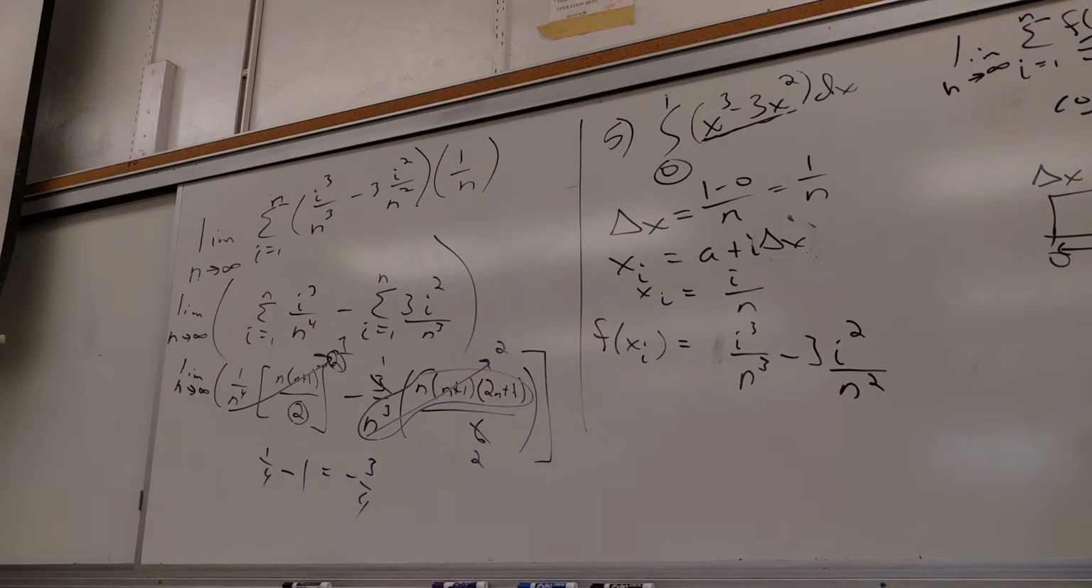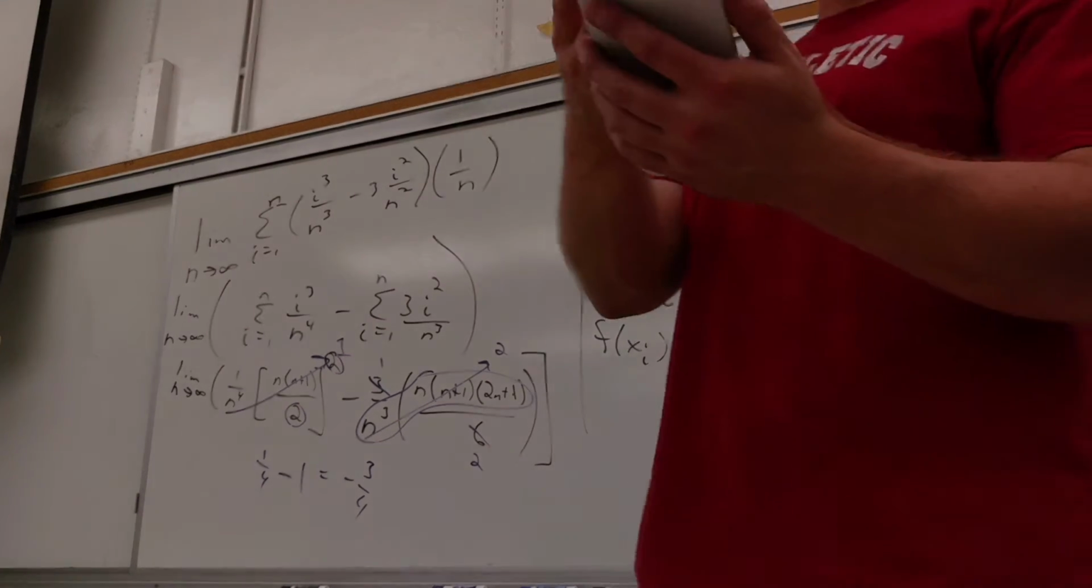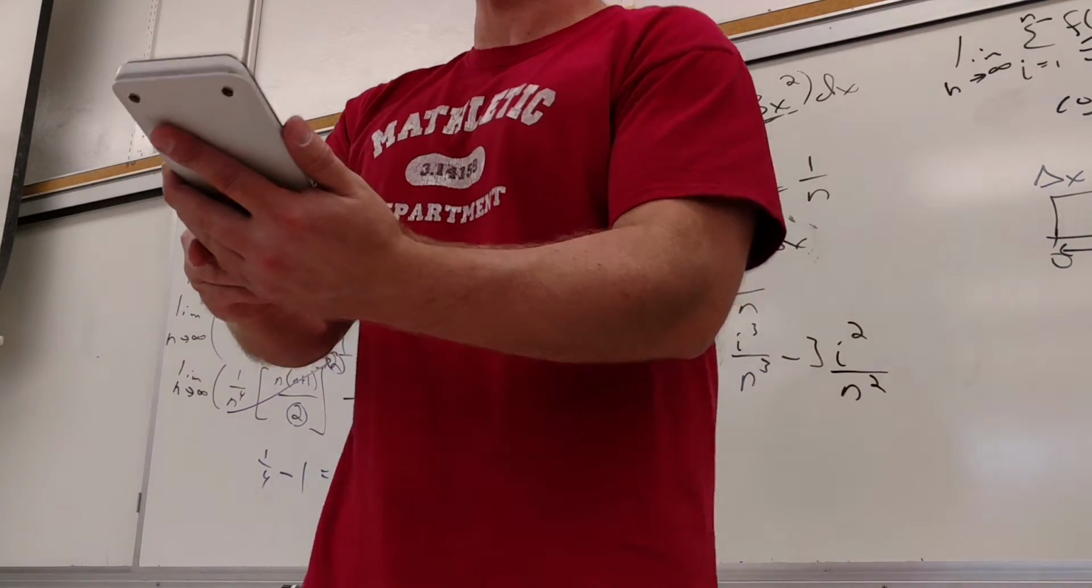X cubed. Minus 3x squared. Number 7. From 0 to 1. Negative 0.75. Holy shit.